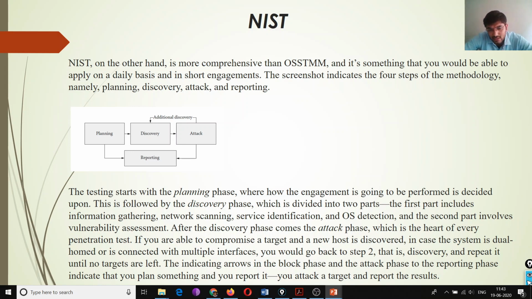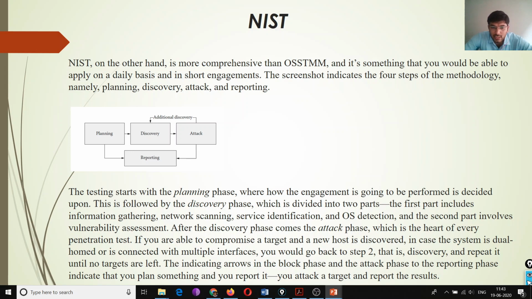So after the discovery phase comes the attack phase, which is the heart of every penetration test, because attacking is the main thing, right? If we found some vulnerability, then we need to exploit that vulnerability. If you are able to compromise the target, then a new host is discovered. In case the system is dual homed, or is connected with multiple interfaces, dual homed is basically what we use in a type of firewall also, right? Because there are at least two systems connected, or multiple interfaces. You would go back to step 2, that is discovery, and repeat it until no targets are left, because you need to cover the whole organization, right, the whole of the hosts.